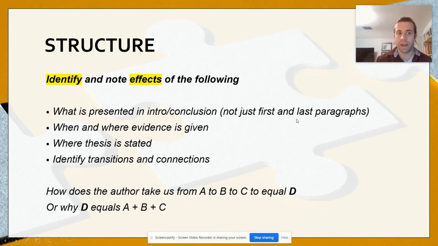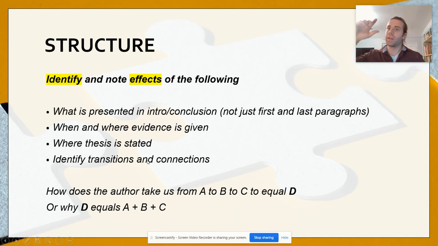So note that. Pay attention to when and where evidence is given. How specific is that evidence? What is it actually supporting? Pay attention to where the thesis comes in. Do they list it right off the front and then use the rest of the paper to defend it? Or do they build all these different pieces of evidence, working on an inductive style of reasoning to lead you to this one unquestionable conclusion?